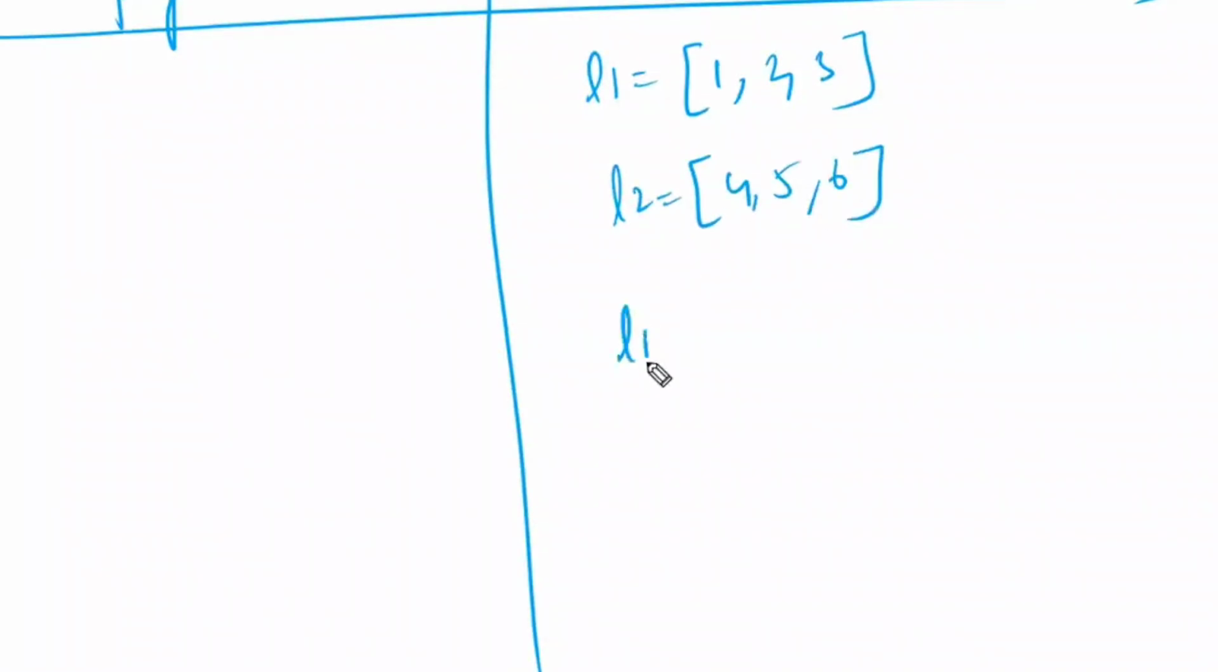Assume that I have list 1, L1 is equal to 1, 2, 3, and L2 is equal to 4, 5, 6. I have two lists. If I use L1 plus L2, I am going to get the output 1, 2, 3, 4, 5, 6, which is similar to extend, and it is also called list concatenation.